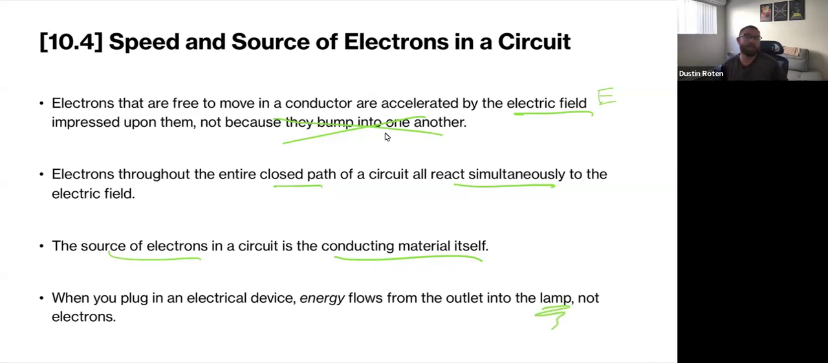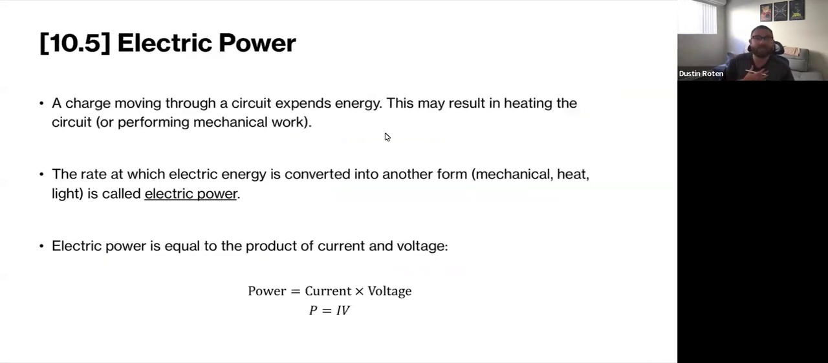Just an example, if you plug in a lamp, that's what happens. So a charge moving through a circuit expends energy. Either that circuit is going to heat up, or you're going to use that energy to turn a pump or something mechanical. Either way, you've got to deal with that energy that's being released, and usually it's done by heat.